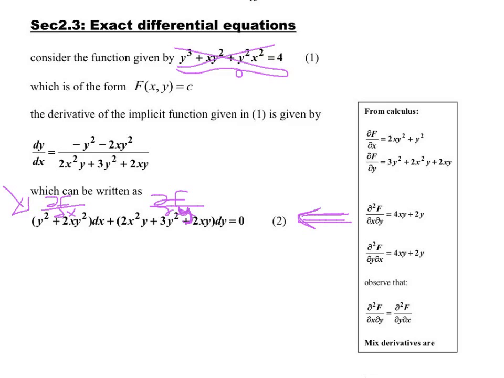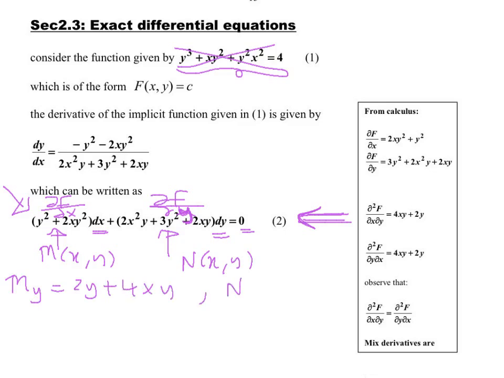We have seen how to check exactness, so we should start like this. First of all, it has to be written in this form: right hand side is 0, with dx and dy. So we are going to call this function M(x,y) and this function N(x,y). We should start by checking exactness. M_y is 2y. We have already seen how to check exactness before. And N_x is 4xy plus 2y. Since M_y is equal to N_x, we say the differential equation is exact.